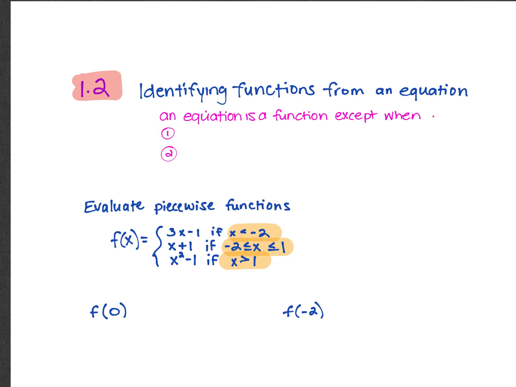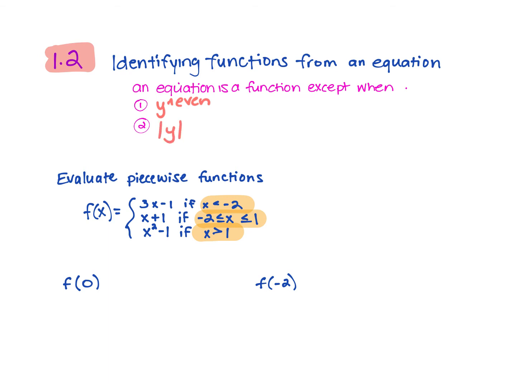Y squared to an even power. Good. Y raised to an even power, or absolute value. Y can't be an absolute value. If either of those happen, it is not a function. If neither of those happen, it is. Think about what happens here. A y to an even power is a parabola turned on its side, which is going to fail my vertical line test. It means the same x is going to have two y's. And an absolute value is a v turned on its side, which would fail your vertical line test. Each x would have two y's. So it fails all those tests.